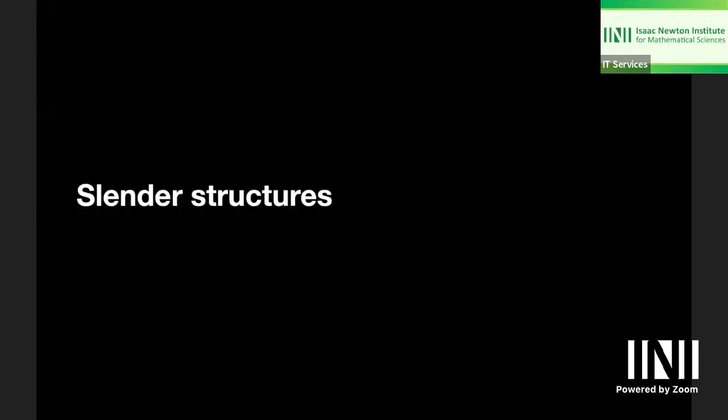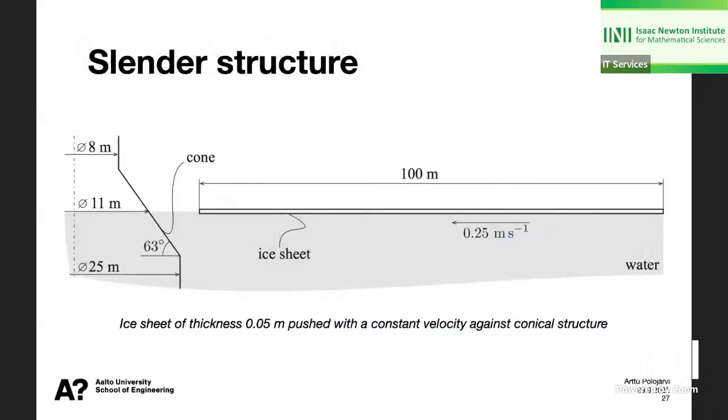A few words on slender structures. One could say that maybe that previous example could be modeled in 2D, and it works fairly well. But when your structures start to get slender, like in this case where we have this conical structure, then of course the ice is flowing around the structure as well. And this is something that Mark was talking about in 2017 when he was describing his discrete element work.